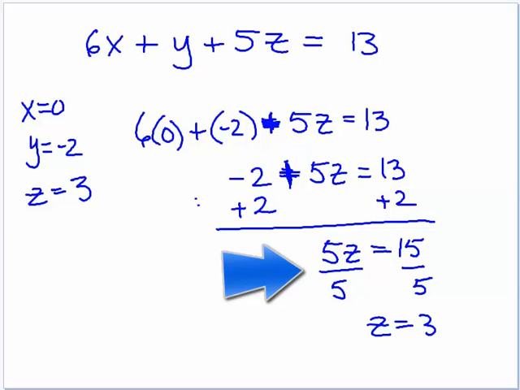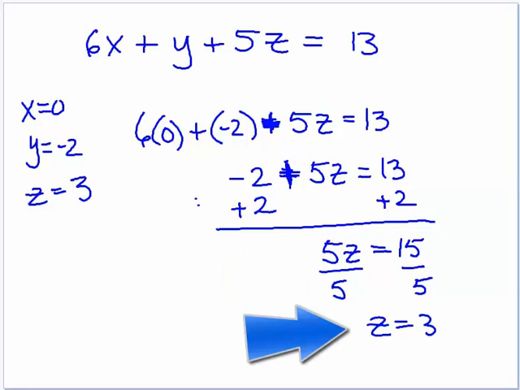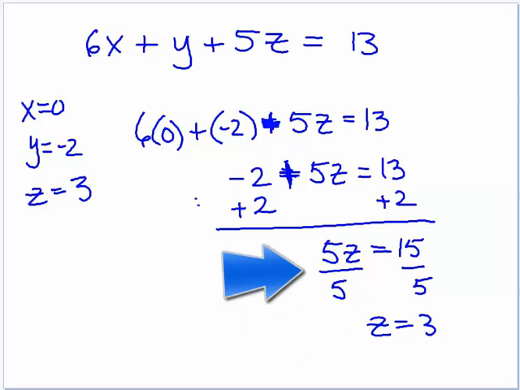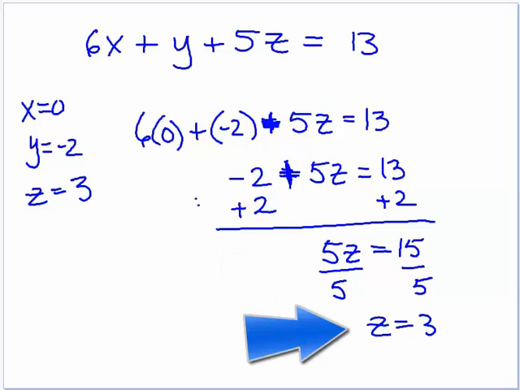We want to get 1z, so we divide 5 by 5, and that'll give us 1. Got to do it for both sides. 5z is equal to 15, so z is equal to 15 divided by 5, which is 3. And then we're done. X is equal to 0, y is equal to negative 2, and z is equal to 3. And that's how you do it.